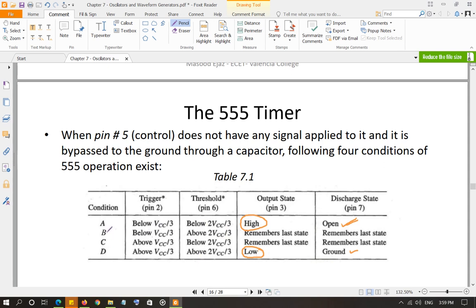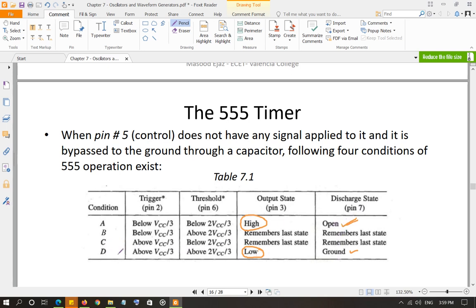Now, what happens if you have conditions other than these? Then condition B or C. If pin number 2 is below VCC by 3, that is, if the output of the lower comparator is high, and pin number 6 is above 2 VCC by 3, if the output of the upper comparator is high as well, VSET. If both of them are VSET, then it just remembers whatever the last state was, either low or high. And likewise, the discharge pin remembers whatever the last state was.